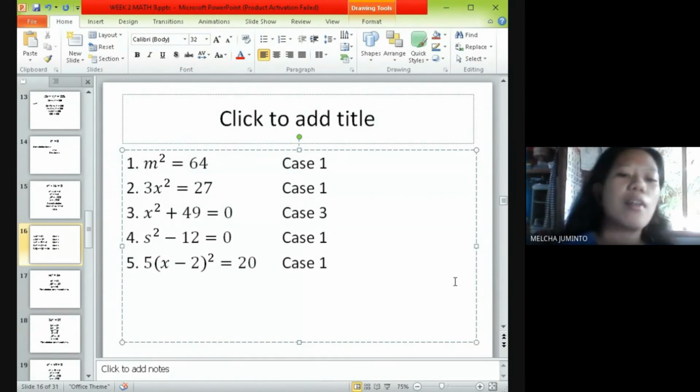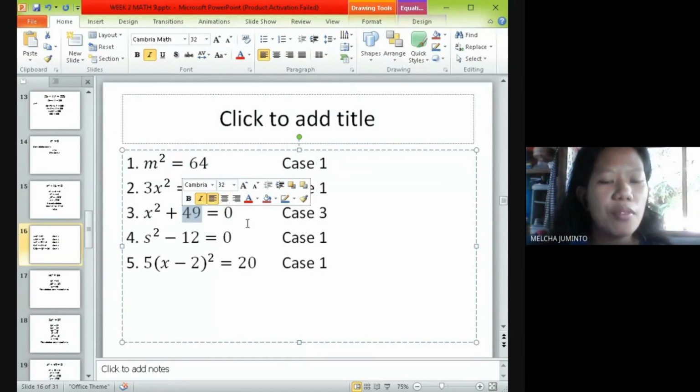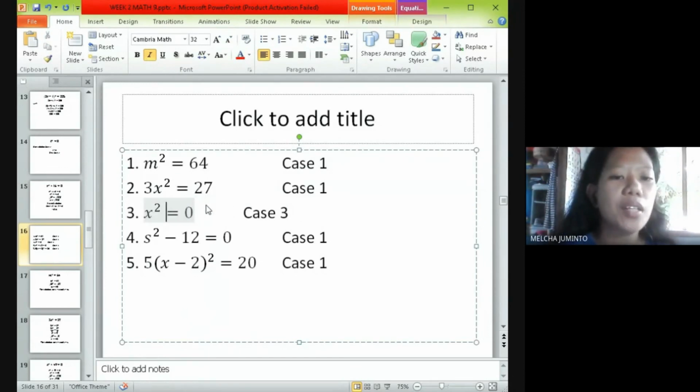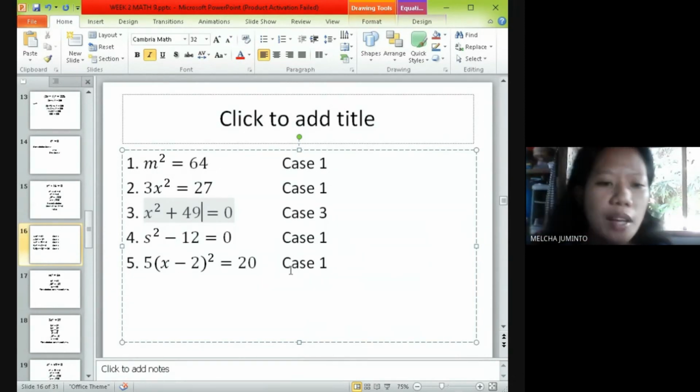Kasi positive yung nasa right side. Kapag nasa right side 0, pero may number pa naman sa left na walang variable, kaya transfer mo pa siya papunta sa right, di ba? Pero kapag wala nang natitirang number sa left, halimbawa, x squared equals 0, yan yung case 2, kasi wala ka namang number na ita-transfer pa. Pero kapag may ganitong number, na may positive 49, ilipat mo pa yung 49, kaya siya case 3. Bakit case 1 ang number 5?